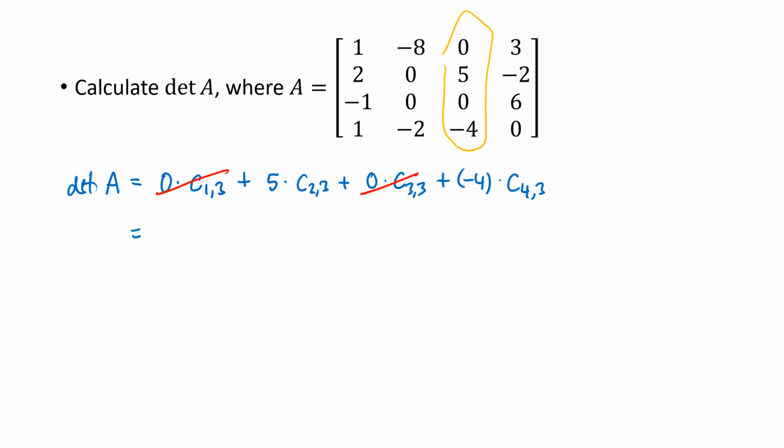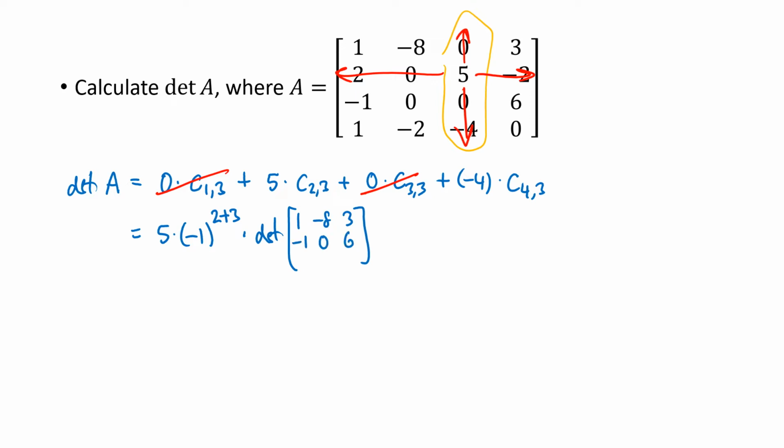Well, the formula that we have for a cofactor is that it's -1 raised to the power of the two subscripts added together. So if we're in row 2, column 3, we multiply by -1 to the 2 plus 3. And then we multiply that by the determinant of the matrix that we get by eliminating that row and that column from our matrix. So we have this 5 here, and if we eliminate that row and that column, what we're left with is a 3x3 matrix. And so we write down the numbers in that matrix, which are 1, -8, 3, -1, 0, 6, and 1, -2, 0.